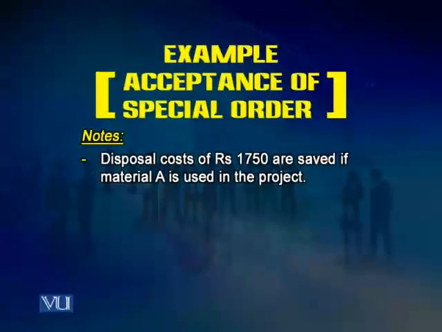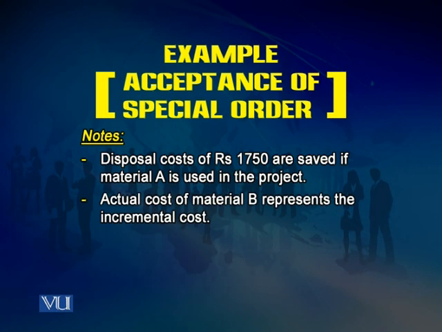The notes or comments on the above calculations that you would provide are: disposal costs of 1750 are saved if material A is used in the project. Instead of there being a cost of material, there is going to be a saving of the disposal cost. Actual cost of material B represents the incremental cost. Material B is neither in stock, nor does it have any other use, so therefore the cost of buying, the incremental cost of purchase of material B represents the relevant cost.